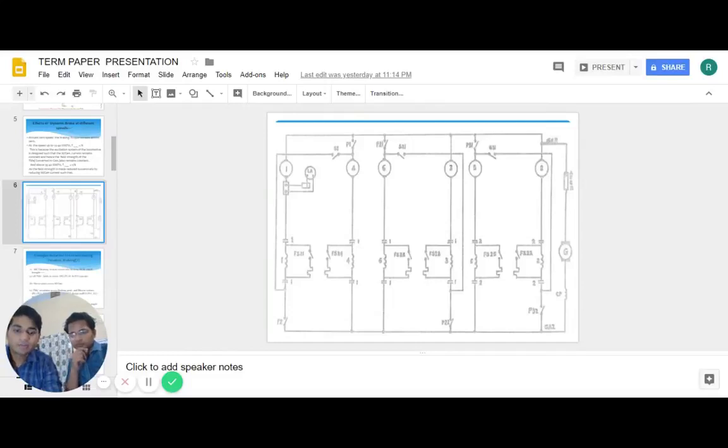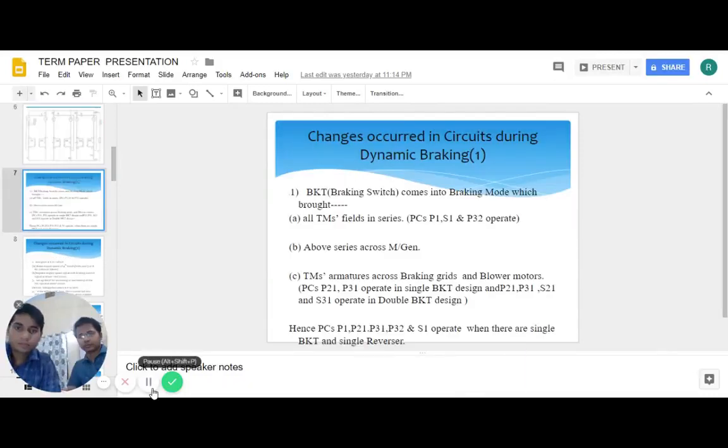This is a circuit diagram showing the connections of 6 traction motors with the grid during the dynamic brake application. Changes occurring in the circuit during dynamic braking: BKT comes into braking mode, which brings all traction motor fields in series across the generator, and traction motor armatures across the braking grid and blower motor. Hence, all these operate with a single BKT and single reverser.